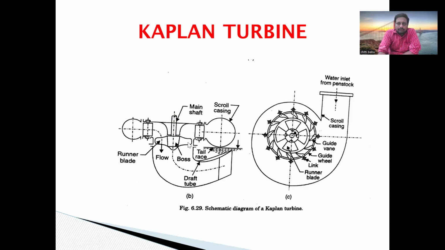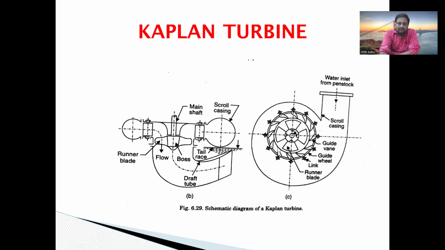In the Kaplan turbine and Francis turbine, there are no nozzles. So these are reaction turbines. Both pressure energy and kinetic energy will be converted into useful mechanical energy. Here the guide vanes will be adjustable. Guide vanes will guide the flow to this runner.